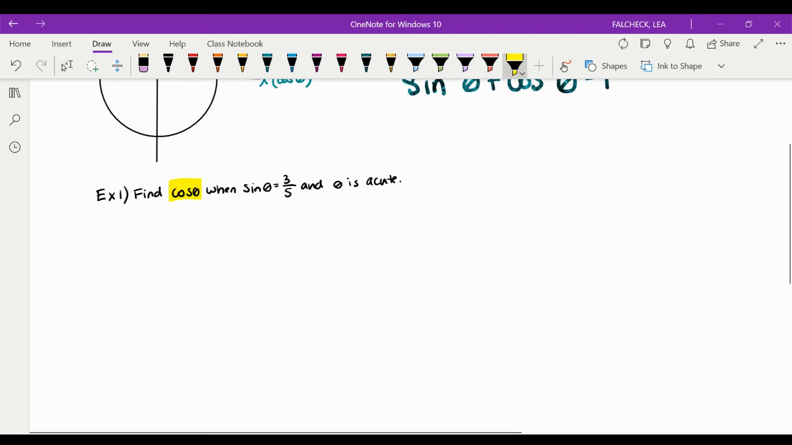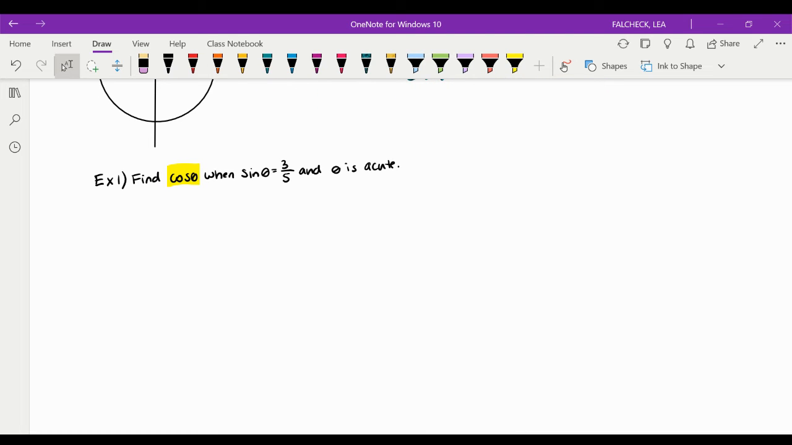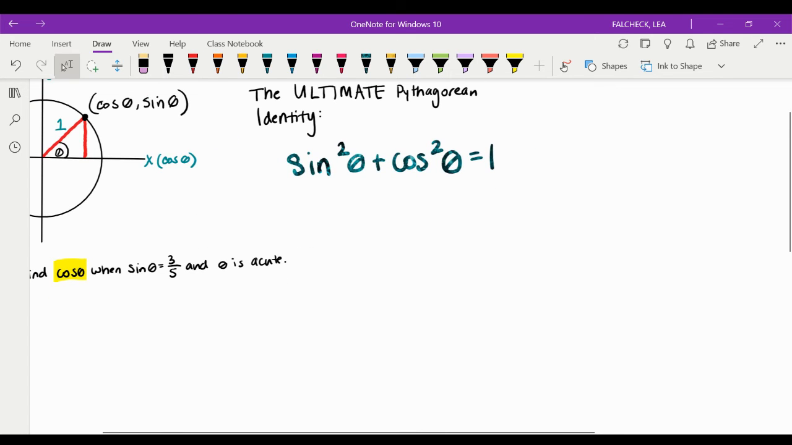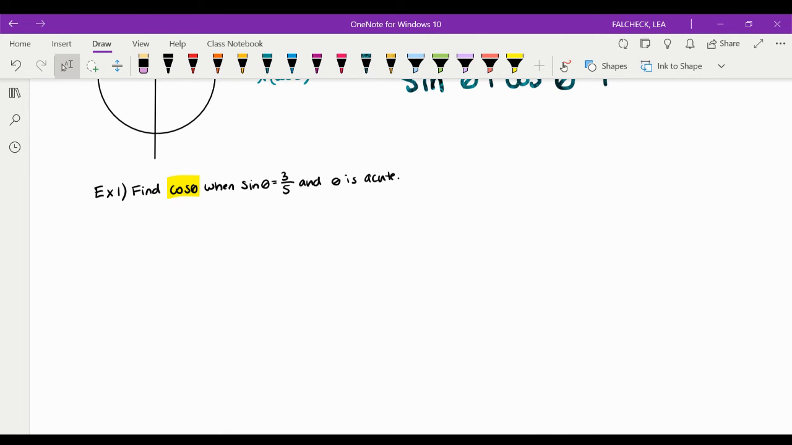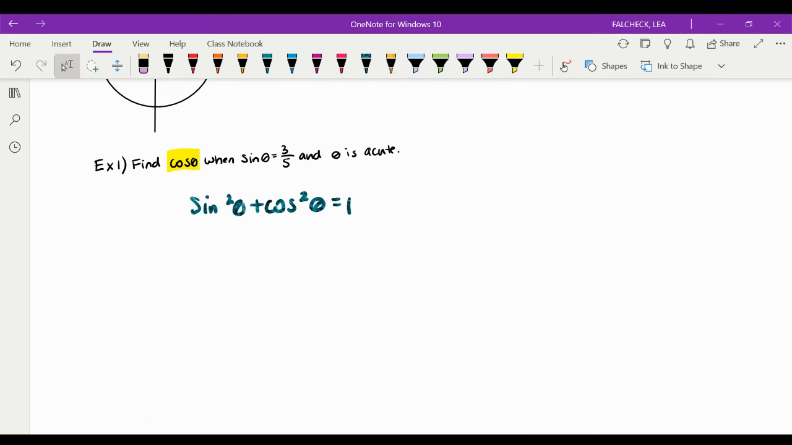So that's very nice of them because I just want the value of cosine theta, and we can use the fact that sine and cosine are connected using the Pythagorean identity. So I'm just going to sub in sine theta. Let's start with the identity. Sine is 3/5. I'm going to sub it in.